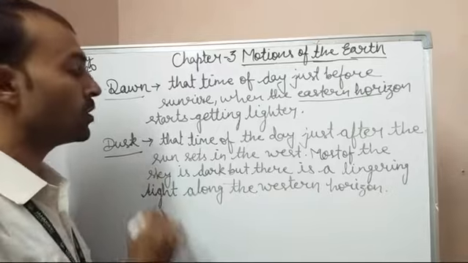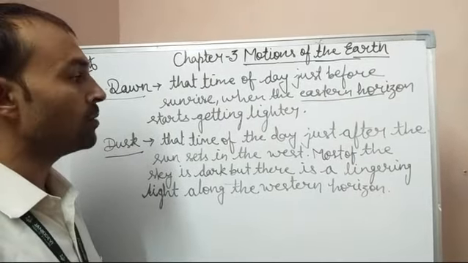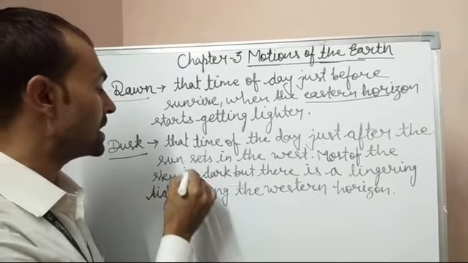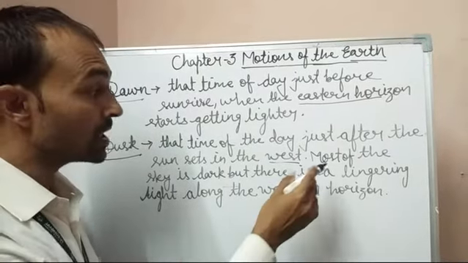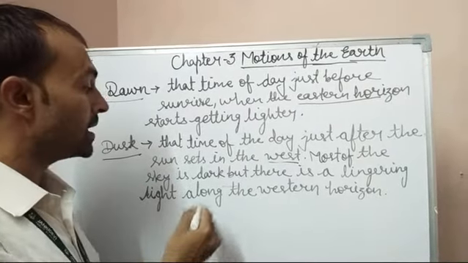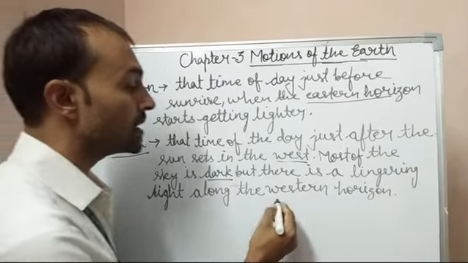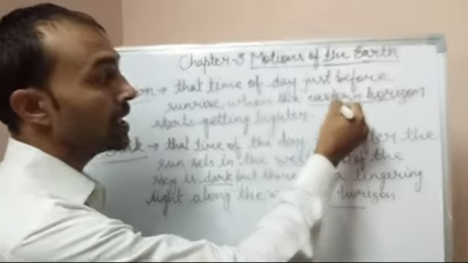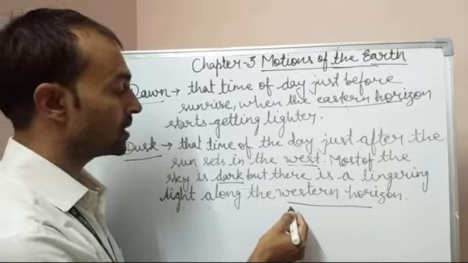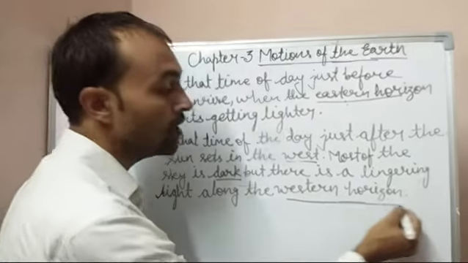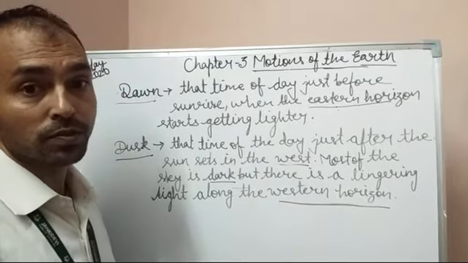On the other hand, if we talk about dusk, this is the time of twilight, or the time of day just after the sun sets in the west. The sun sets in the west, and most of the sky is dark, but there is a lingering light along the western horizon. So like at the time of dawn, there was the eastern horizon; at the time of dusk, it is the western horizon.